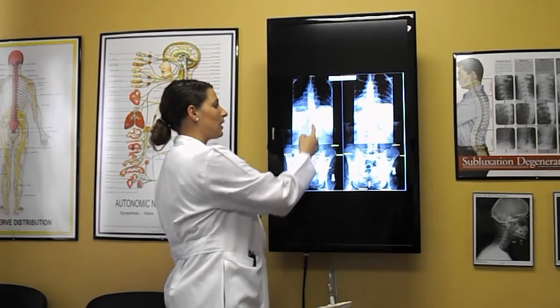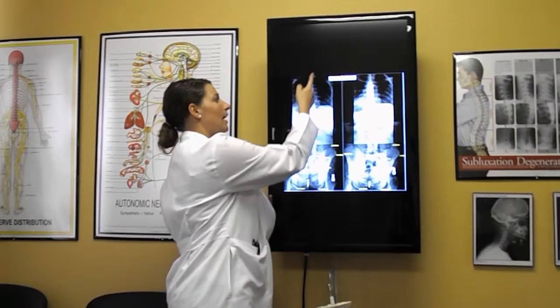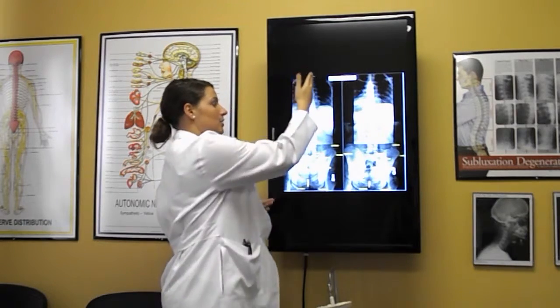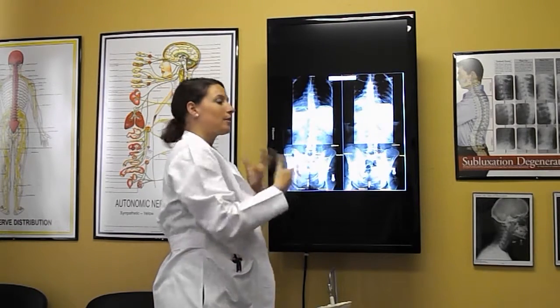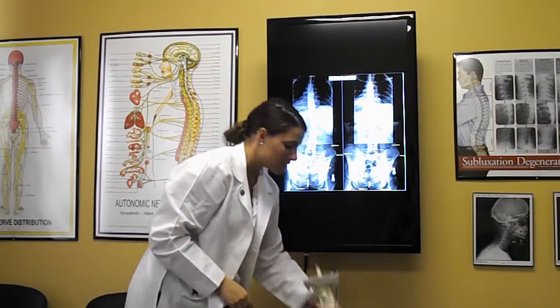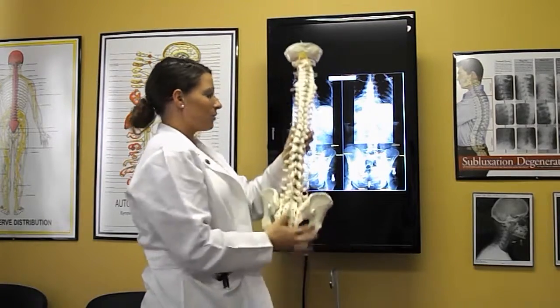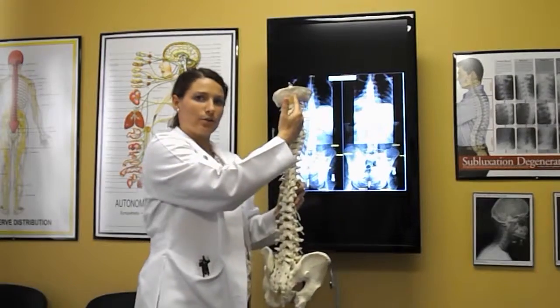So we had a 13.9 degree curve in her low back here, and a 12.7 degree curve. This should be straight from this view. The reason it should be straight is because you have nerves that exit out on either side of the spine. So we should have the pelvis sit level and the spine go straight up.